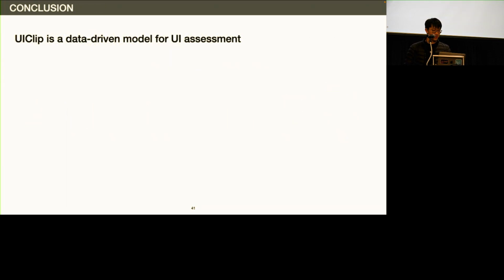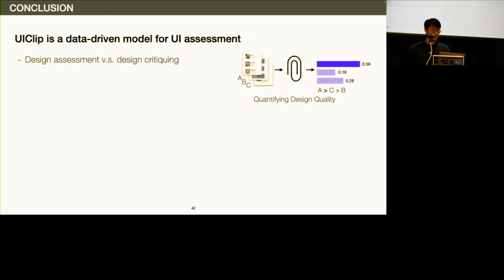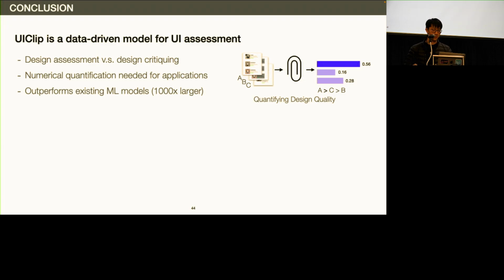So to conclude, in our current work, we built UIClip, which is a data-driven model for design assessment. And we contrast this to some other design critique work that's about to also be presented in this session, in that we'd like to quantify design quality rather than providing potentially useful feedback. Because having this score that can be used to compare and filter samples enables a lot of new applications, and this is particularly true in the machine learning space. In our work, we were able to train a model on preference pairs that we generated, and we found that it could outperform all existing approaches.